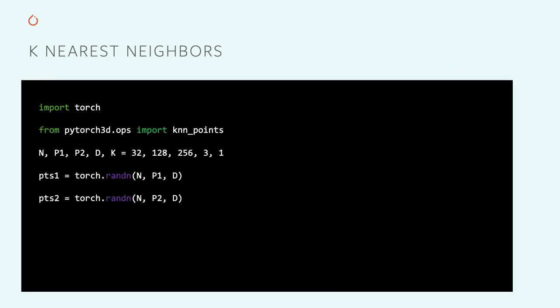Here's a quick code example. We import knn_points from the ops module. We can then initialize 2 random tensors and then call the knn_points method with the points and the desired value of k.